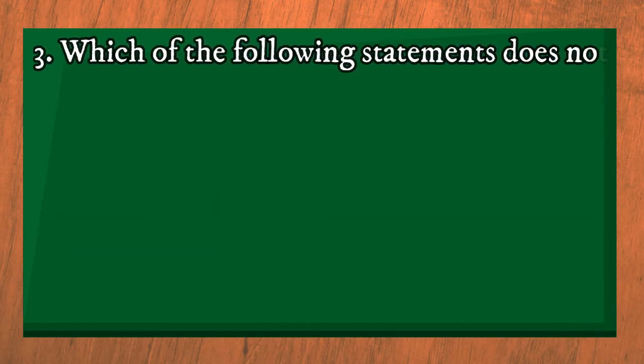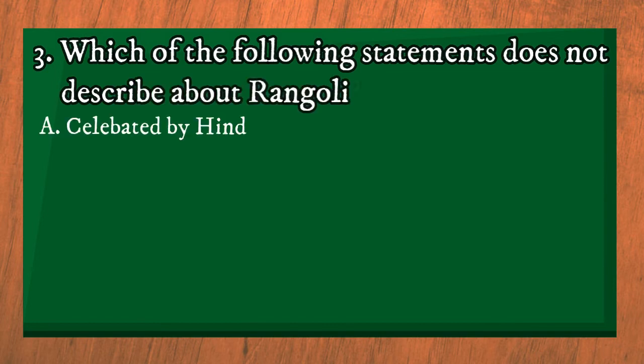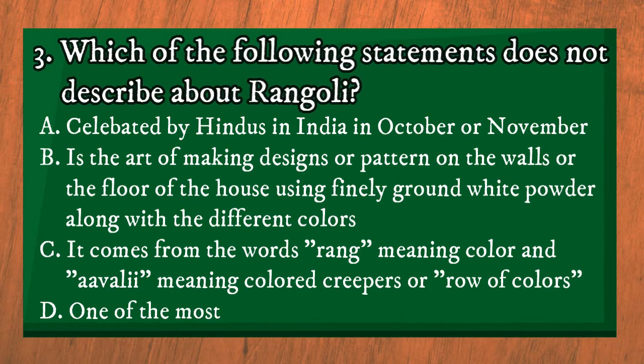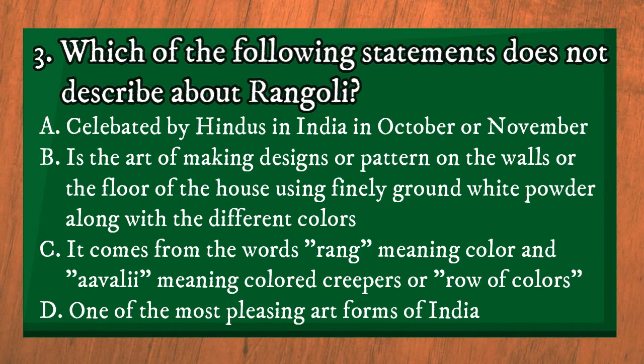Which of the following statements does not describe Rangoli? A. Celebrated by Hindus in India in October or November. B. Is the art of making designs or patterns on the walls or the floor of the house using finely ground white powder along with different colors. C. It comes from the word rang, meaning color, and avali, meaning colored creepers or row of colors. D. One of the most pleasing art forms of India.